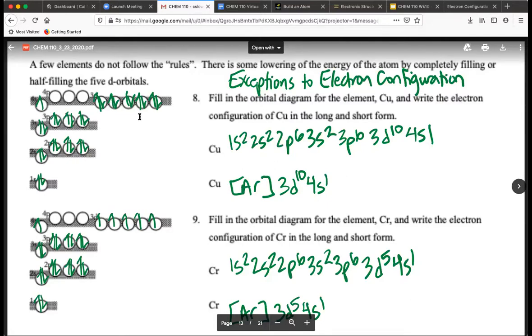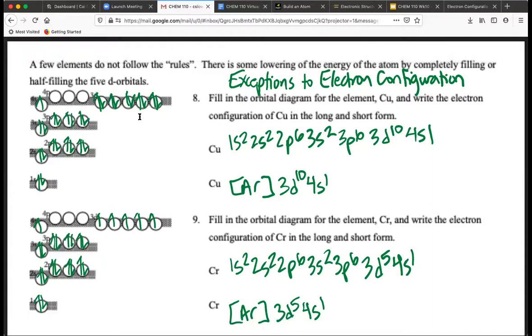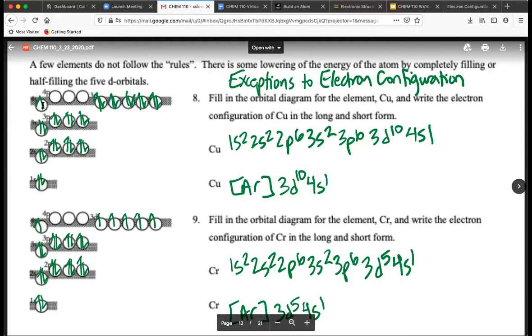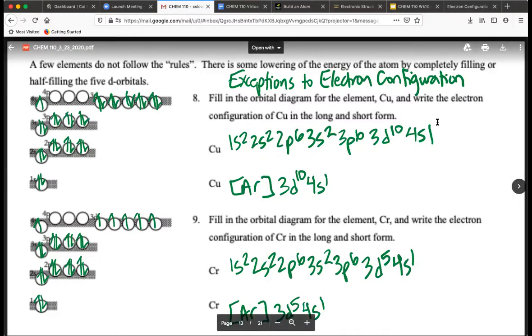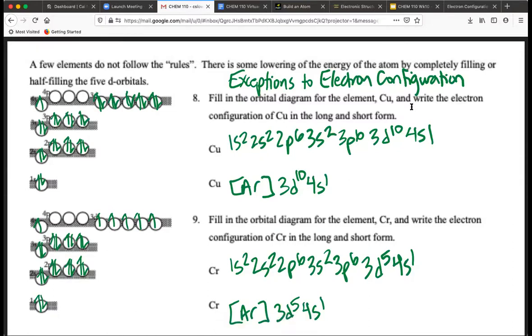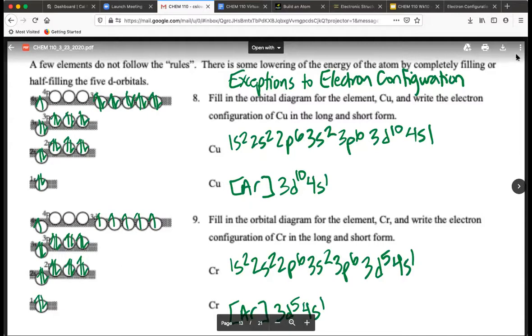And if you were to think about copper, you might think that you would write it as 3d9, 4s2, right? That might be your preference for how you would write it. But in this case, it actually is better to write it as the s orbital being half filled and the 3d orbitals completely filled, because that leads to a little bit more stability. So this is the electron configuration for copper, right? 1s2, 2s2, 2p6, 3s2, 3p6, 3d10, 4s1.